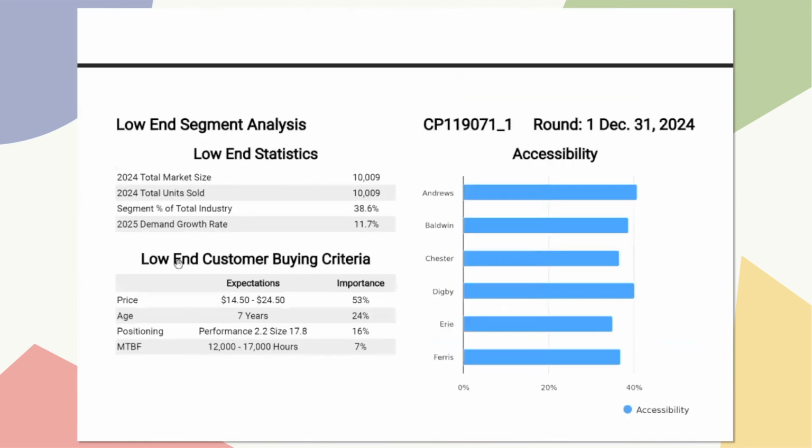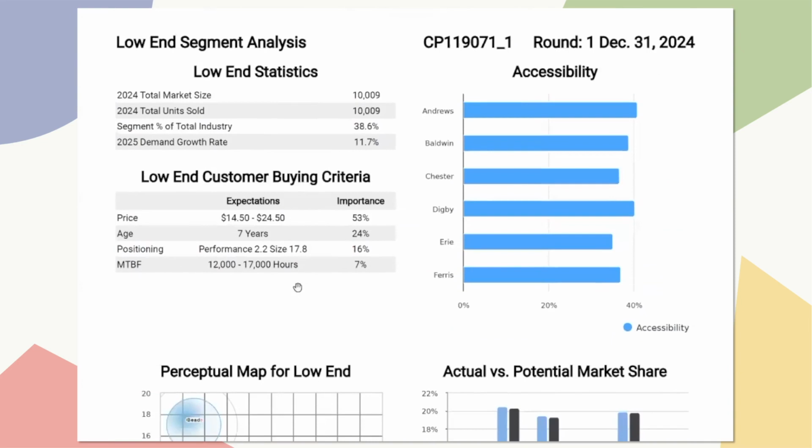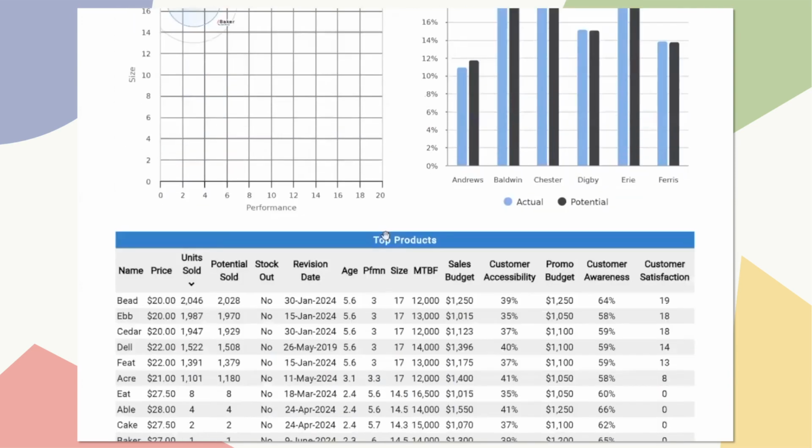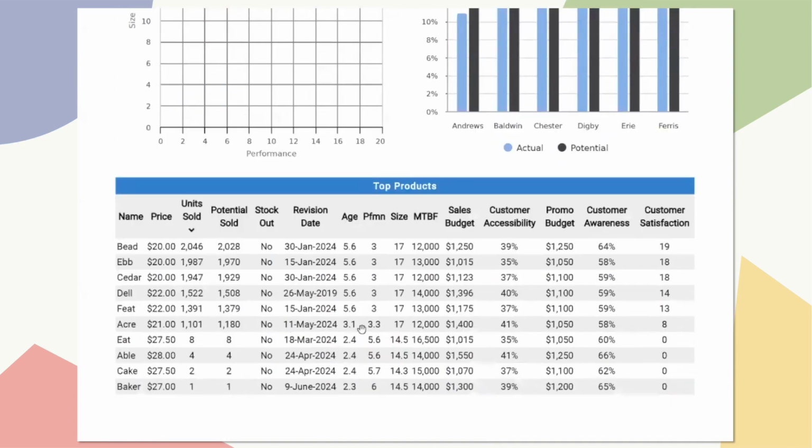If we continue going down that list of customer buying criteria, the next is age. These customers prefer an older product with an age of 7. Acre has an age of 3.1 because the company has updated its performance and size, whereas Bead, the most popular product, has an age of 5.6. It's no wonder that Bead sold more than Acre. It's better designed to meet the customer's buying criteria.